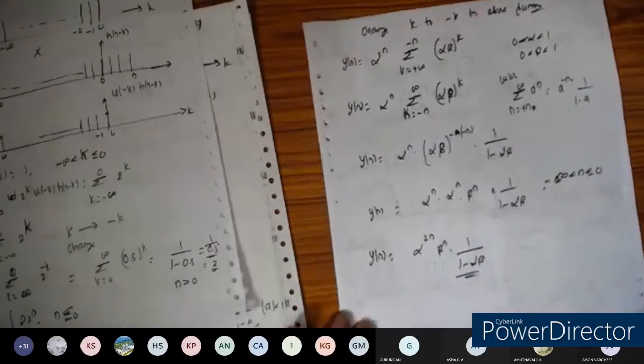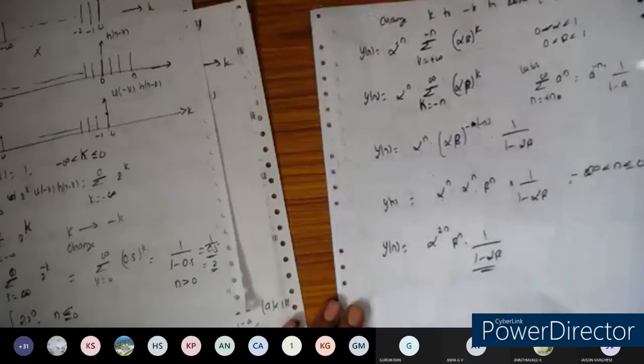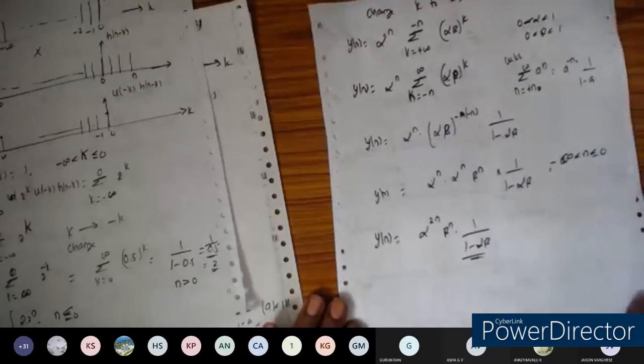Is it correct? It's correct now? It's correct, right? Okay. So similarly, let us repeat for the next case here. Can you do the next case?